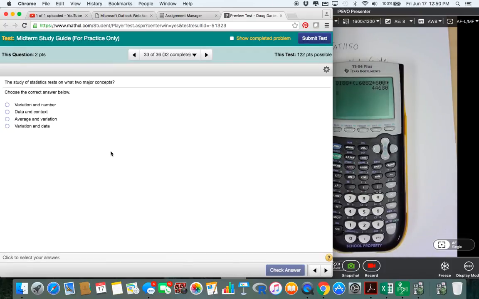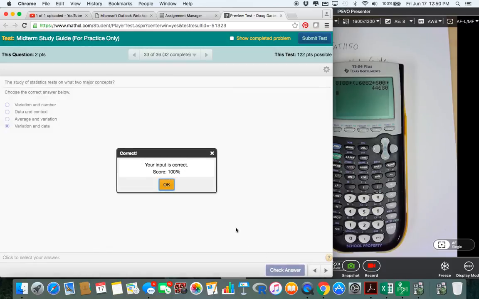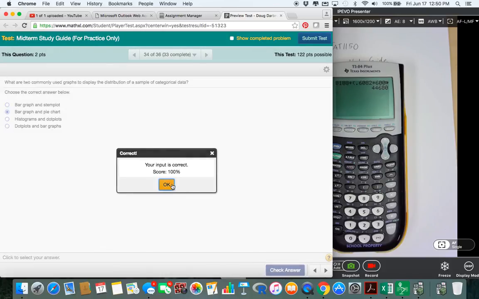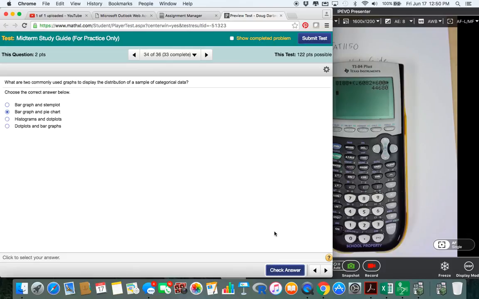Okay, the study of statistics is based on what two major concepts? Well, that's going to be variation and data. Told you that one in 2 videos. If you're not watching the videos, it's going to come back and haunt you when you take your exam. What are 2 commonly used graphs to display the distribution of categorical data? Again, I gave that to you earlier. It's a pie chart and a bar chart. Typically for quantitative, we use a histogram and dot plots, or a histogram and a box and whiskers or box plot.